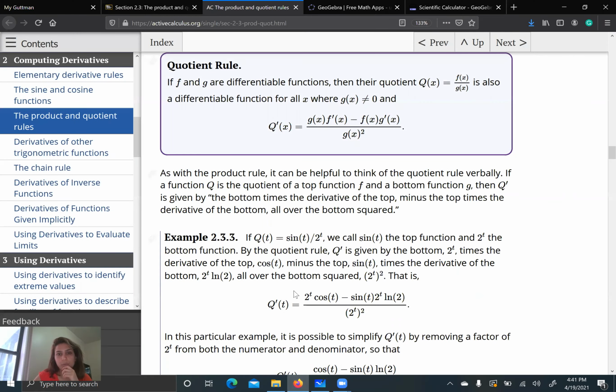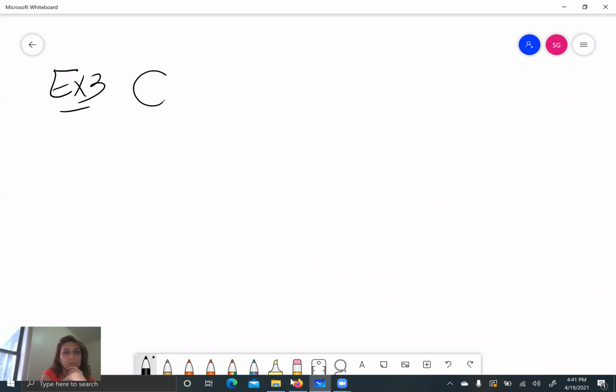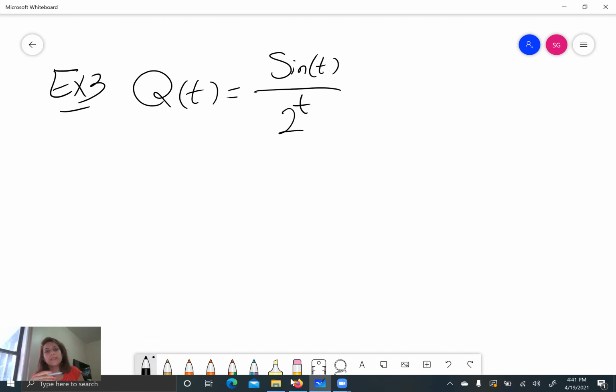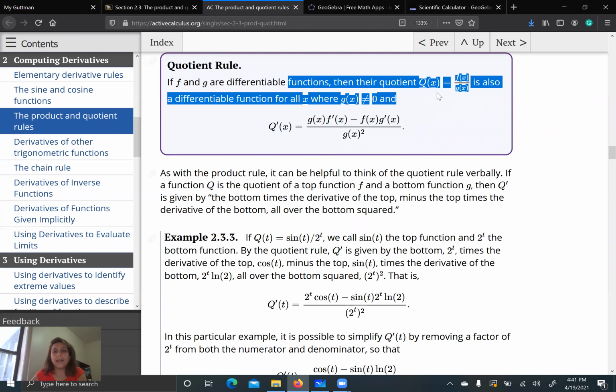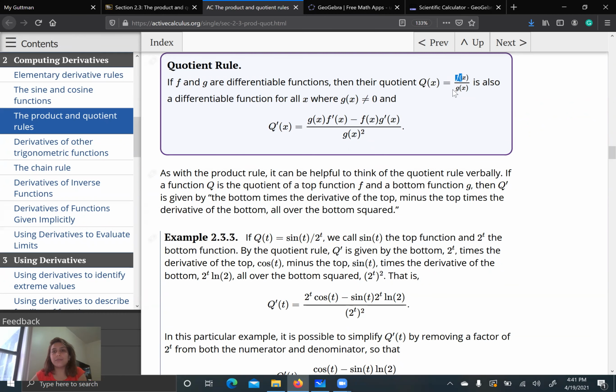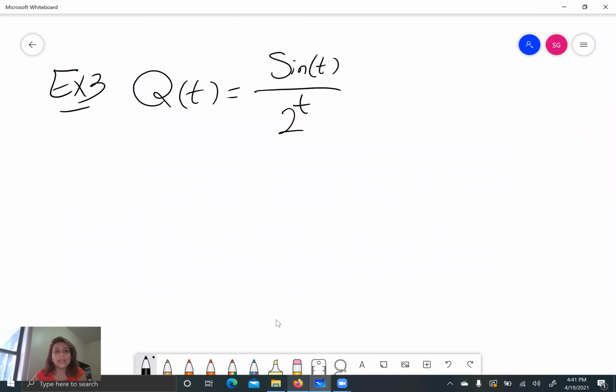The function in this question is sine of t divided by 2^t. So q of t is sine of t divided by 2^t. Because this is our first example, I'm going to use the same format that the rule is given here: suppose q is f divided by g. So here the format of q is f over g. Let's call this f.